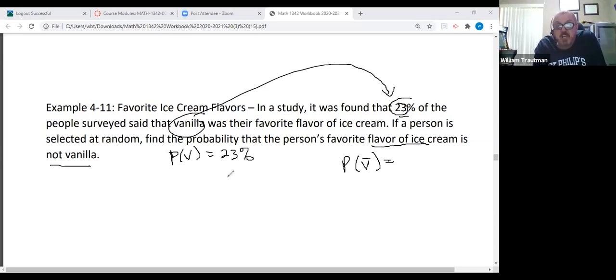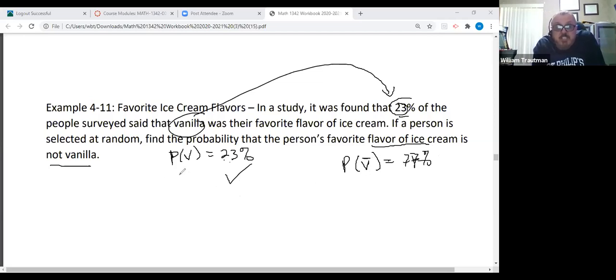Anybody know the answer? If the probability that vanilla is your favorite is 23%, what's the probability that vanilla is not your favorite? 23/77? No, it's just 77%. You see, they have to add up to 100% or 1. 23 plus 77 equals 100.